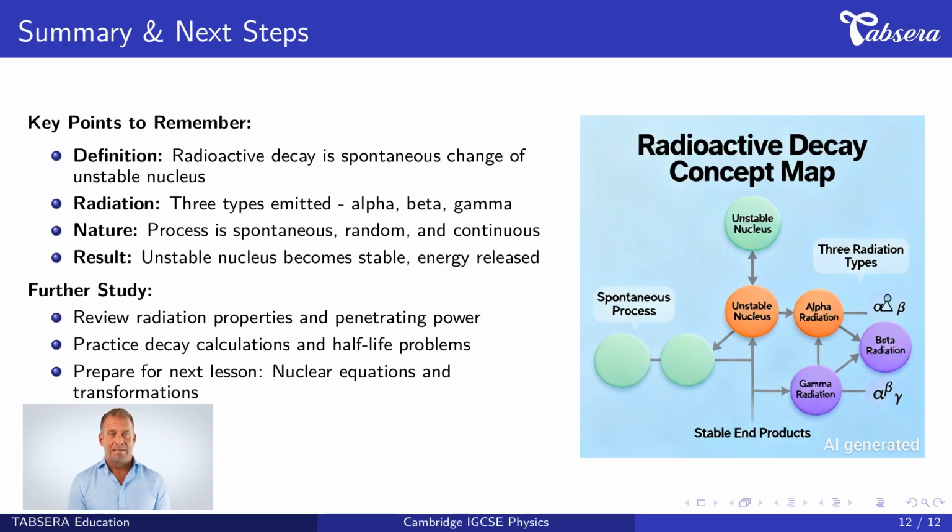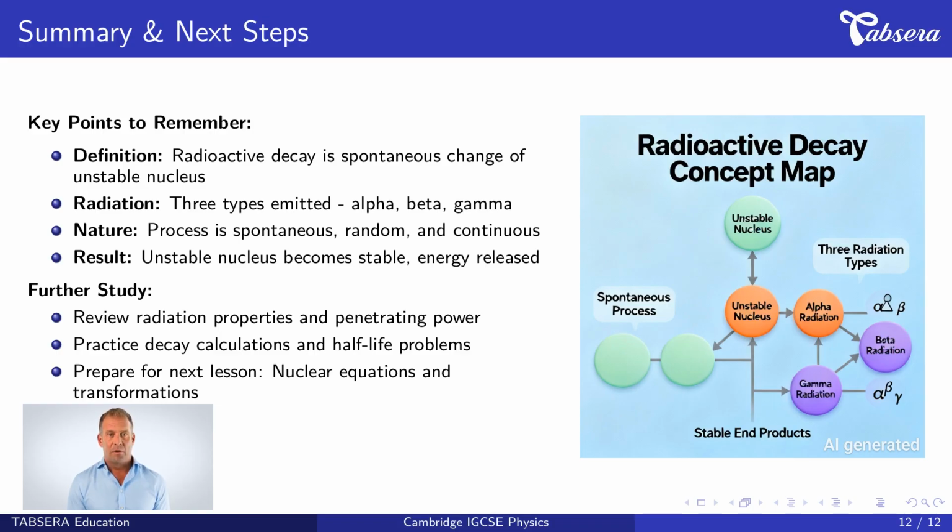Let's summarize today's lesson on radioactive decay. The key points to remember are, first, the definition. Radioactive decay is the spontaneous change of an unstable nucleus into a more stable form. This is the fundamental process driving all nuclear transformations. Second, radiation types. 3 main types are emitted during decay: alpha particles, which are helium nuclei, beta particles, which are high-energy electrons, and gamma rays, which are electromagnetic waves.